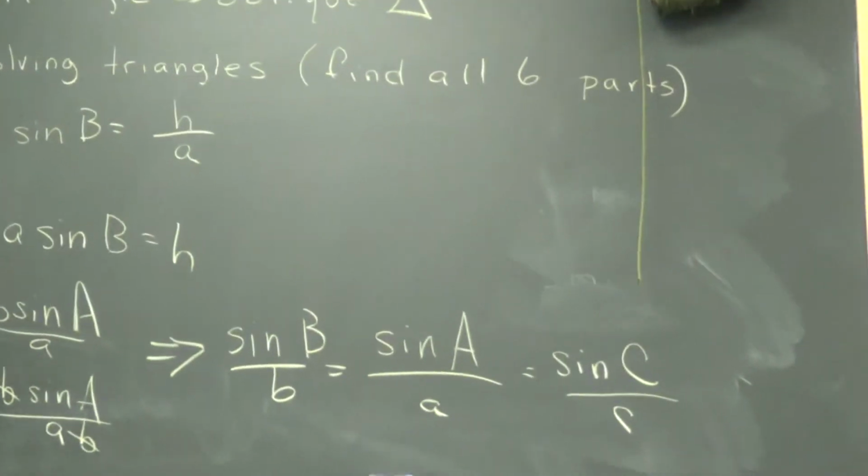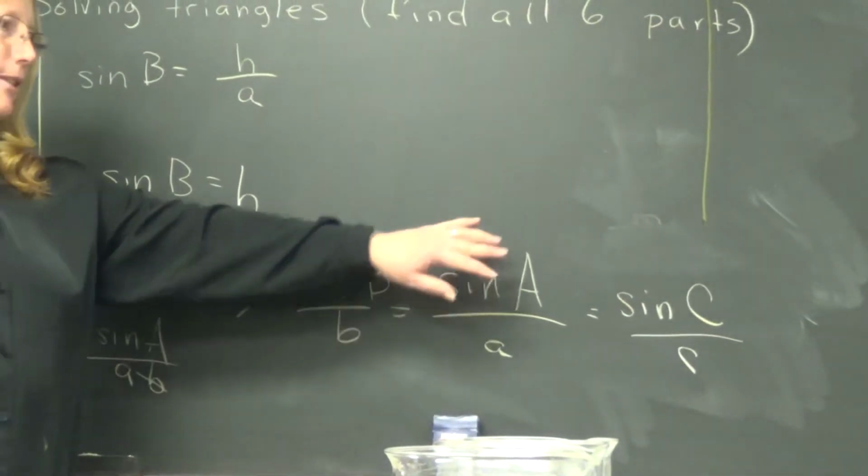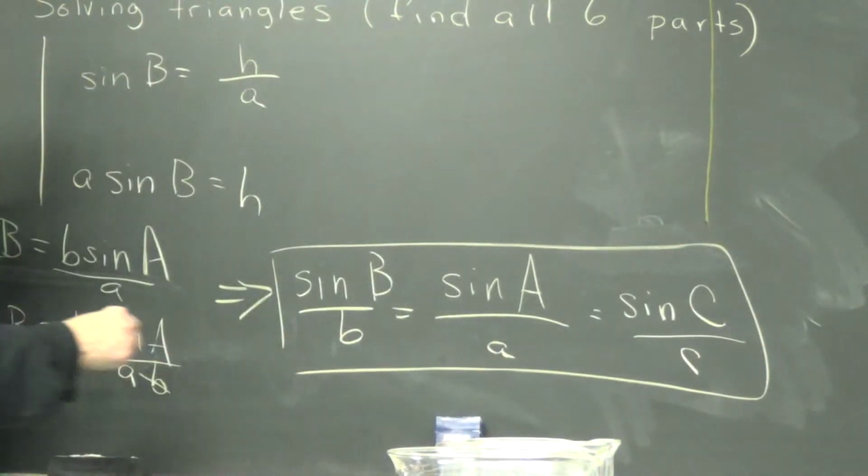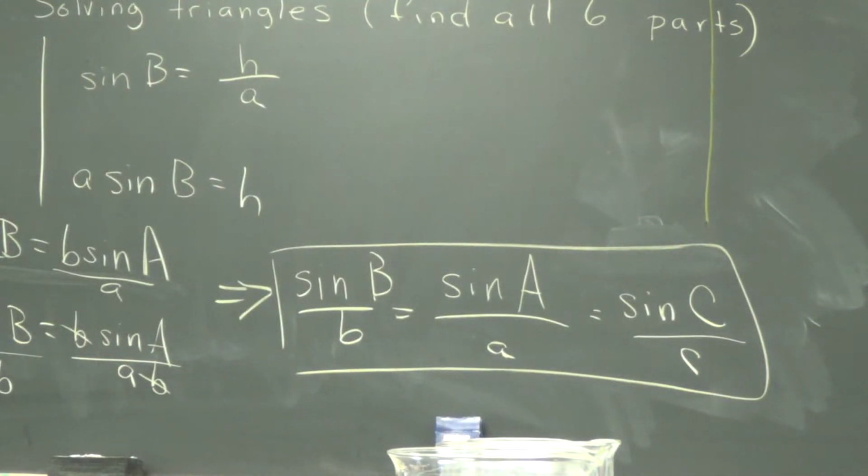So sine of B over little b, sine of A over little a equals sine of C over little c. Does that look familiar? It's the law of sines. That is it. So let me show you how to use it.